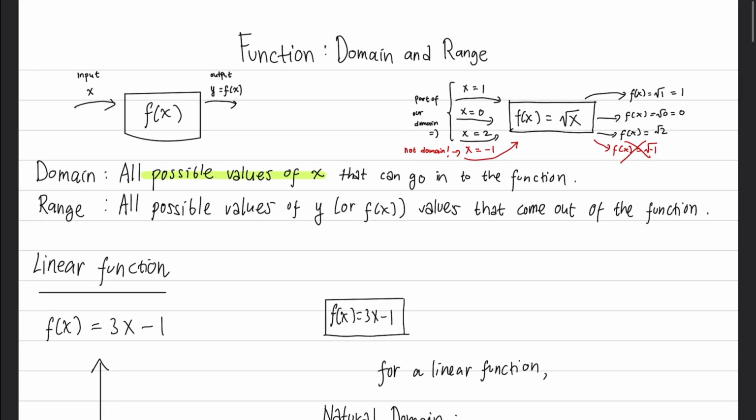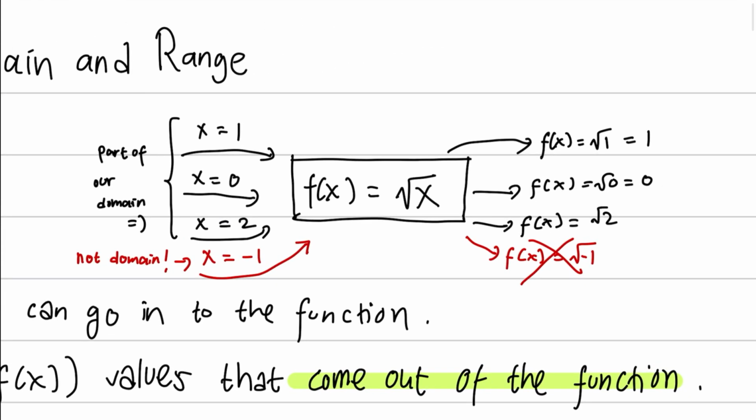Now, what is range? Range is all possible values of y that come out of the function, meaning all of our output that you can get from our machine. The domain is like all of the possible inputs that we can put into our function. Sometimes it can be all values, all numbers, but sometimes not. For this case, all of this is part of our range, because all of this are our output.